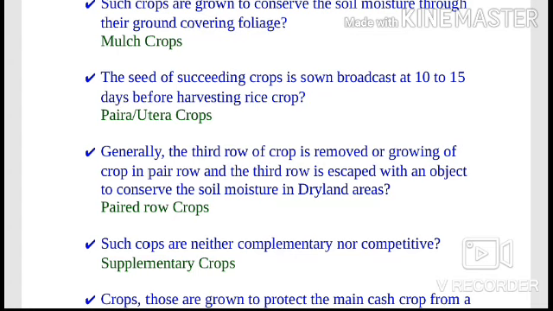Next point is, generally the third row of crop is removed, or growing of crop in pair rows and the third row is skipped with an objective to conserve the soil moisture in dryland areas. This is known as paired row crops.